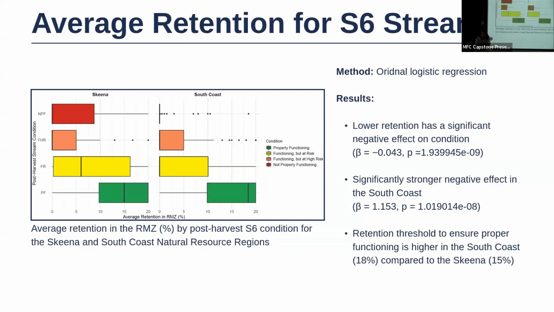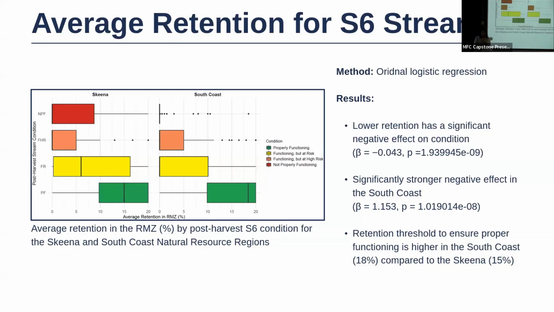Building on what you said, I was wondering if you had any thoughts on expanding the stream classifications beyond what is typically done, because an S6 can vary from one to another. Whether that be expanding it beyond the typical classification system of measuring width and slope angle, or if you had any thoughts on that.